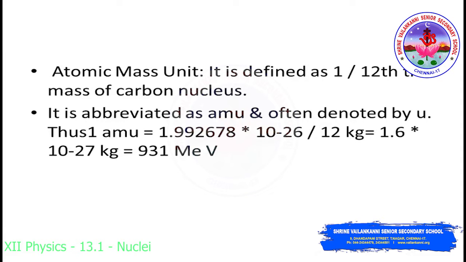So 1/12 into 1.99 into 10 power minus 26, right? So we'll get finally the value as 1.6 into 10 power minus 27 kg. So we'll get the final value, that is 931 mega electron volt. Okay, so that is the 1 AMU value. This is the value for the atomic mass unit.